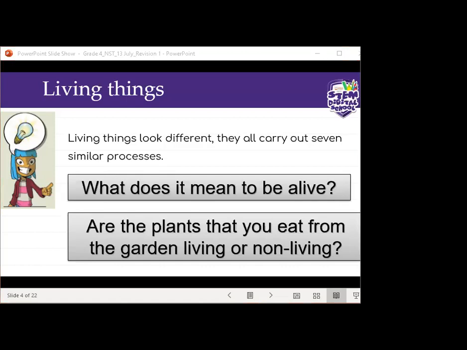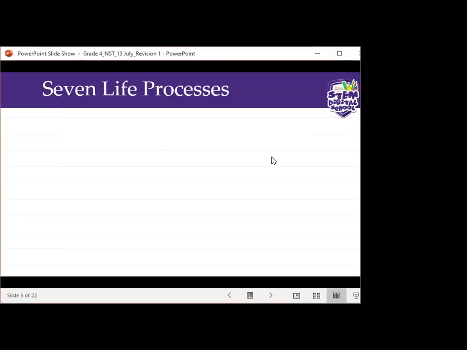Right, so most of us in the group chat also said they are living. I see Michaela, Nokwanda and Warabile said they are living, and Michaela gave a reason saying that the plants are living because they can grow, move, as well as reproduce. So we mentioned that living things carry out the 7 life processes. All living things have similar traits, and that is carrying out the 7 life processes. And we're gonna get into those 7 life processes.